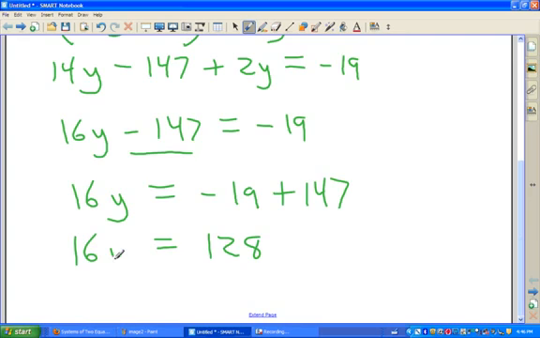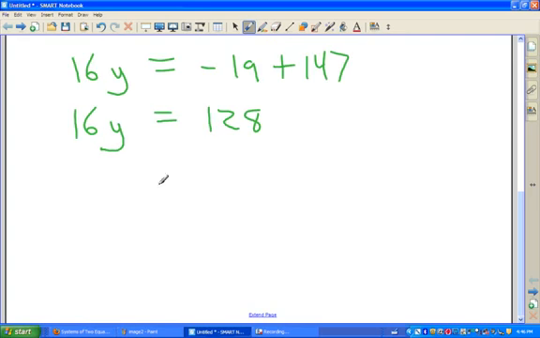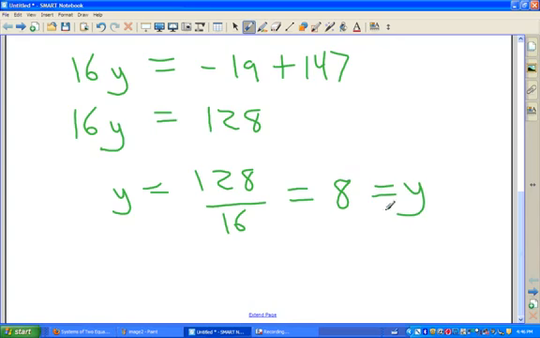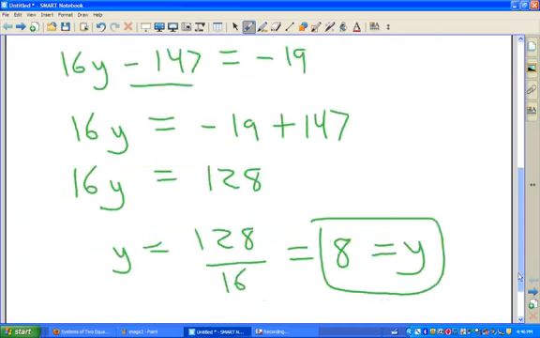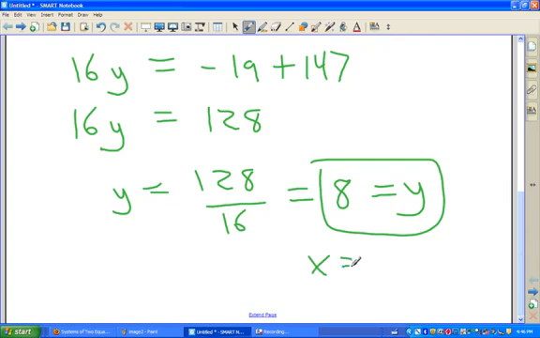I still have 16y, and it looks like that's going to be a perfect multiple. So y equals 128 divided by 16, which looks like it's equal to 8. Okay, so there we go. y equals 8. Now, am I done? No, I've only found one part of the solution. I go up here, and this is usually the easiest place to plug it in. Remember, x equals 2y minus 21. So I just plug in my y value, which was 8.